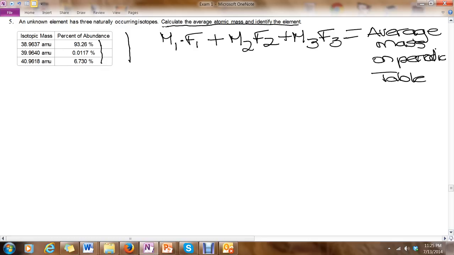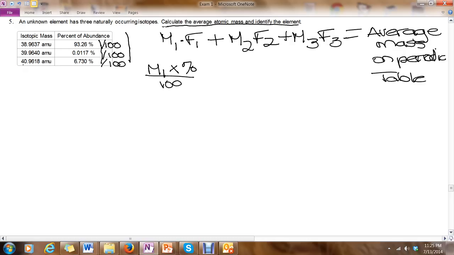Now, the first thing I do is divide all of this by 100. Why? Because it's easy to use the formula in the form of fractions. When you multiply the mass by the percentage, you need to divide by 100 anyway. So instead of using 93.26, we will use 0.9326. So you see how we do it.